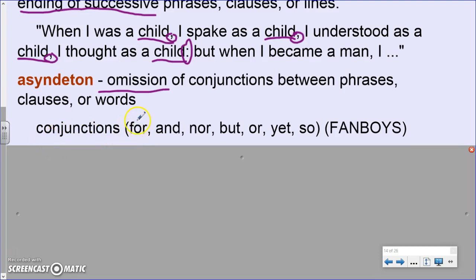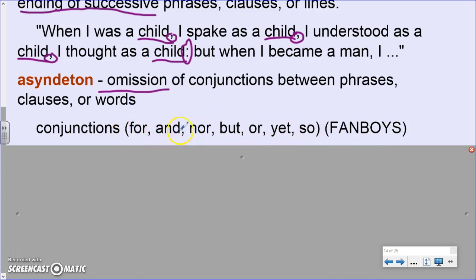So conjunctions in general, just keeping in mind these 7 conjunctions, called coordinating conjunctions, and the acronym to use to remember them is FANBOYS: for, and, nor, but, or, yet, and so.